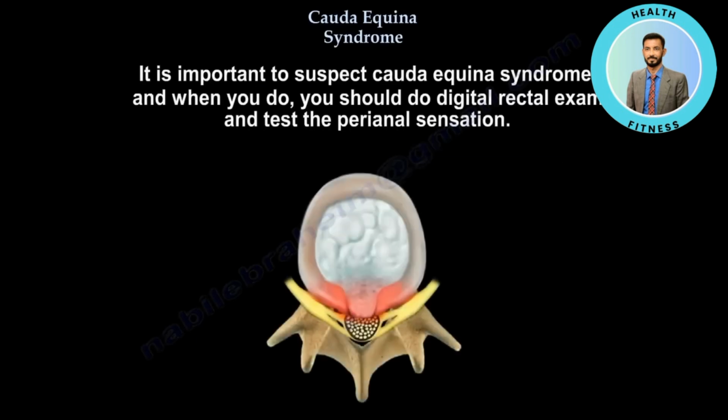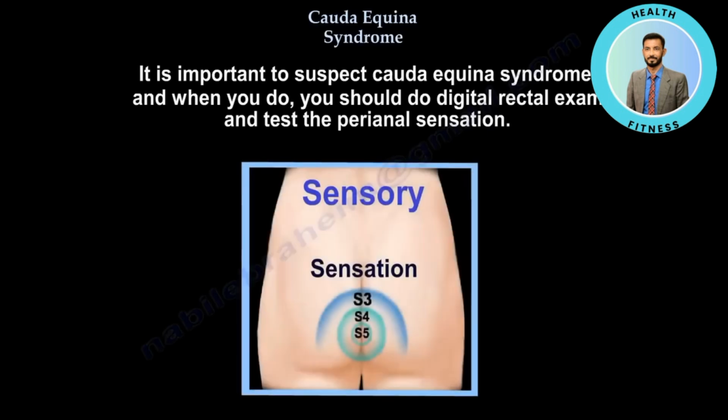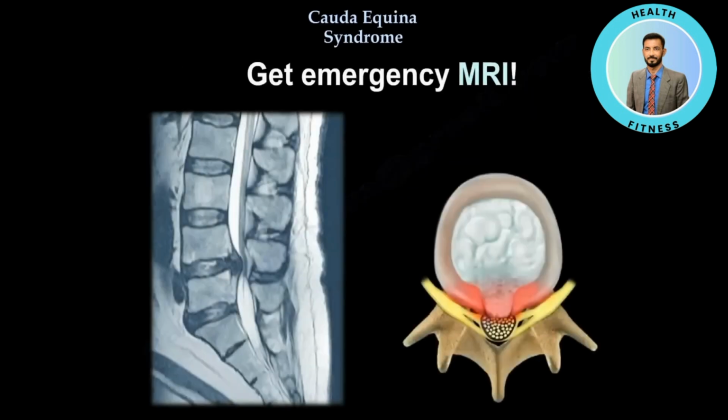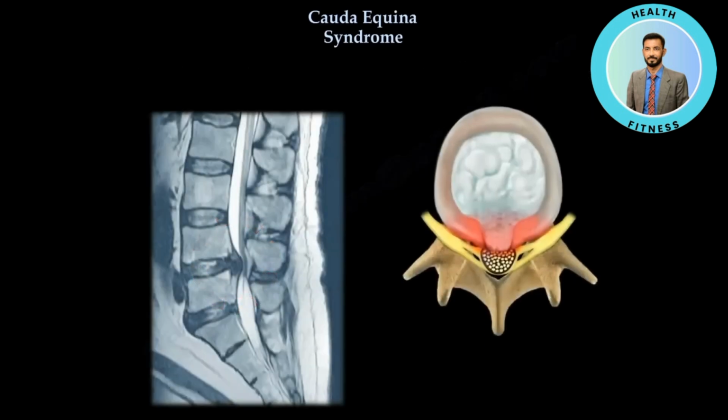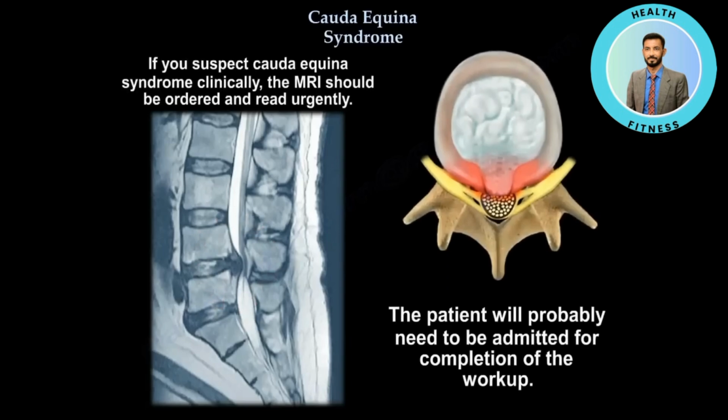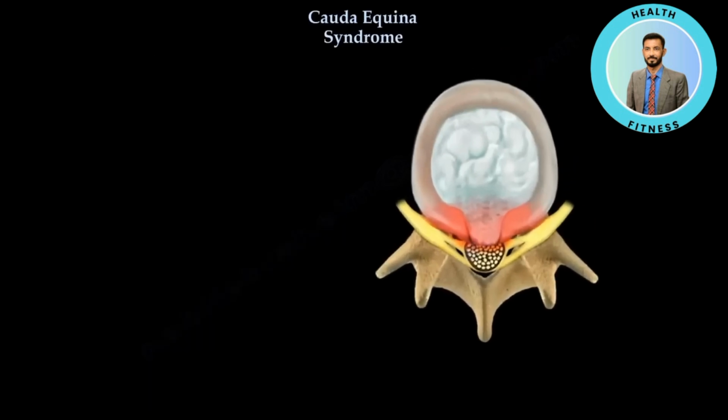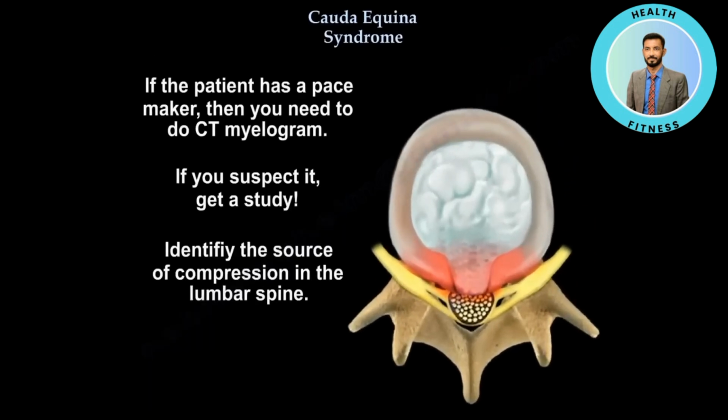It is important to suspect cauda equina syndrome, and when you do, you should do a digital rectal exam and test the perianal sensation. Get an emergency MRI. If you suspect cauda equina syndrome clinically, the MRI should be ordered and read urgently, and the patient probably will need to be admitted for completion of the workup. If the patient has a pacemaker, you need to do a CT myelogram. If you suspect it, you get a study to identify the source of compression in the lumbar spine.